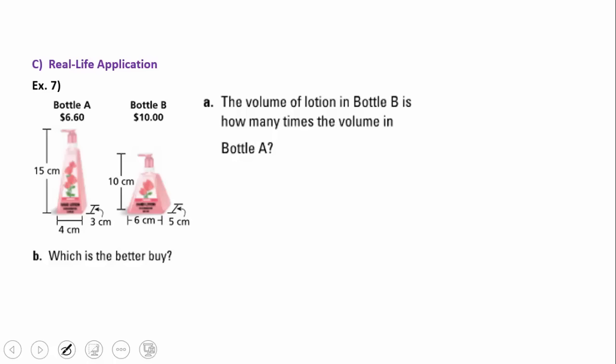All right, well, let's find out what the volume of each bottle is. So I'm going to call the tall one bottle A. I'm going to do that one first. And so volume, it looks like a pyramid to me. We're just going to say it's a pyramid. We're going to go area of the base times the height divided by 3.